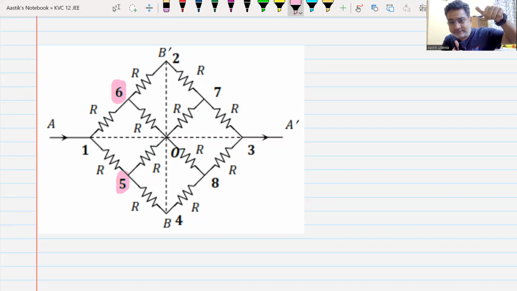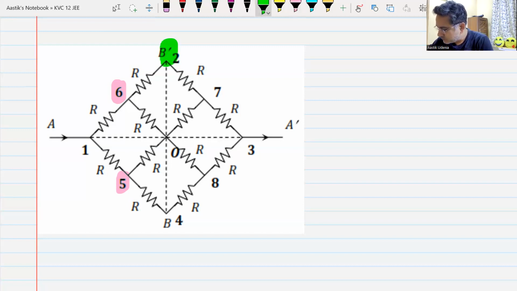Do we understand this? Yes or no? Yes, sir. Similarly, this point 2 and 4, if 6 and 5 are same, 2 and 4 are also same. Yes or no? Yes, sir. But 2 and 4 are different from 6 and 5. But 2 and 4 are same. Yes or no?